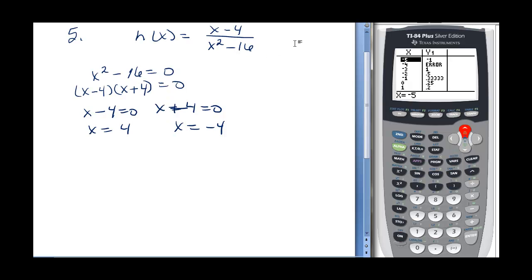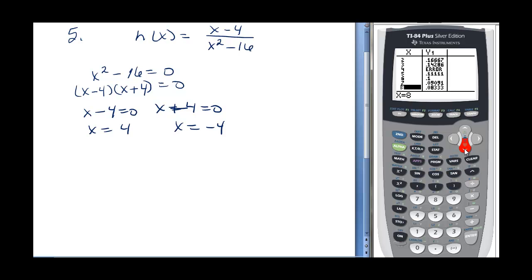So that seems right. Let's go over here to my table again and look at 4. Well, we can see at 4 we also have an error, and that makes sense because if we put 4 in for x, we get 4 squared is 16 minus 16 is 0. That gives us 0 in the denominator. Well, why does our graph look like this?